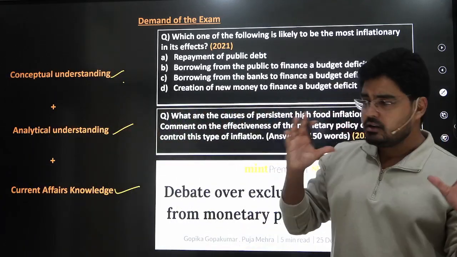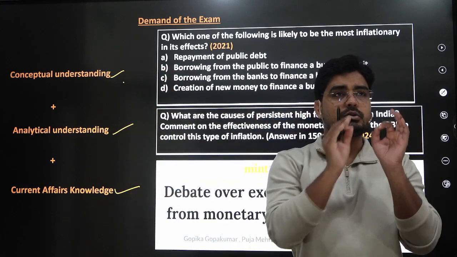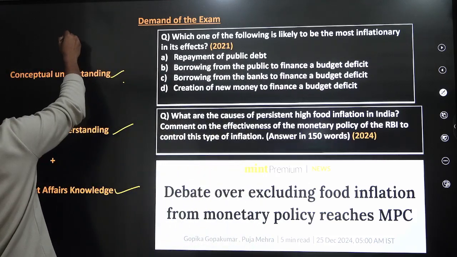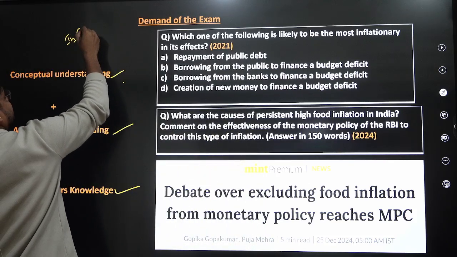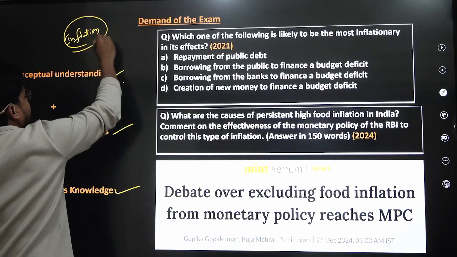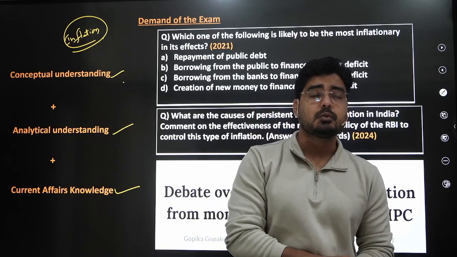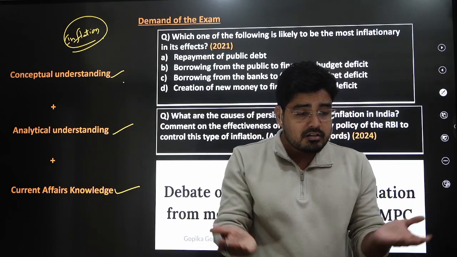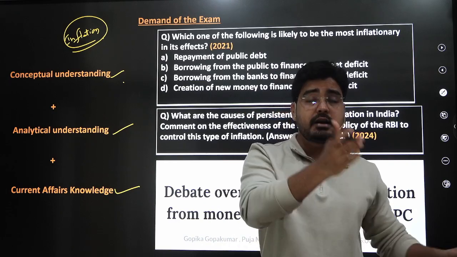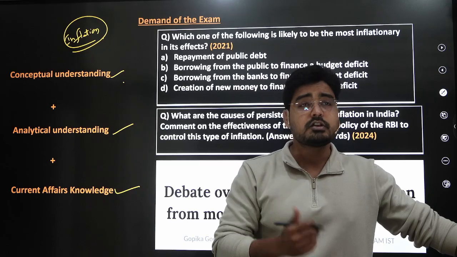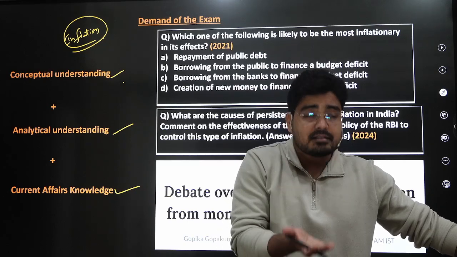So I'll explain these three aspects through an example. Let's say you are preparing a topic known as inflation. You're preparing a chapter, inflation in the economy. What is inflation? The general hike in the price levels of a wide range of commodities, goods and services in the economy. That means the price hike in the economy is inflation.